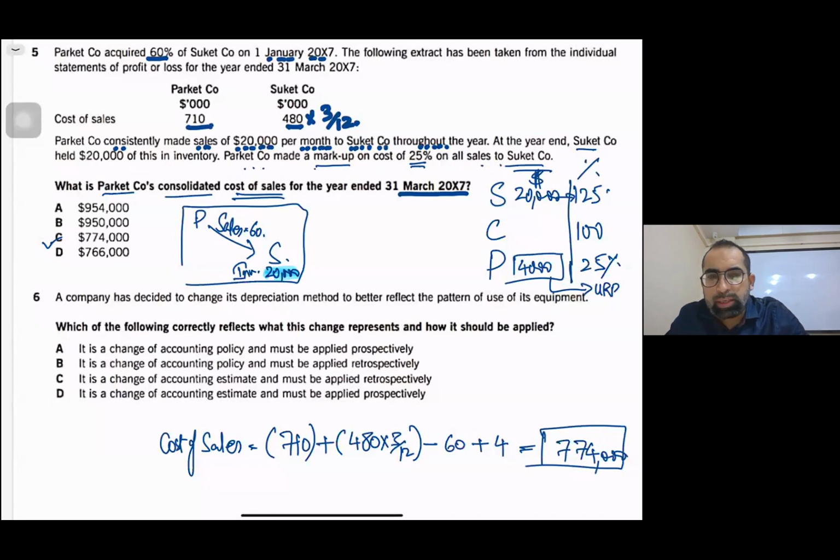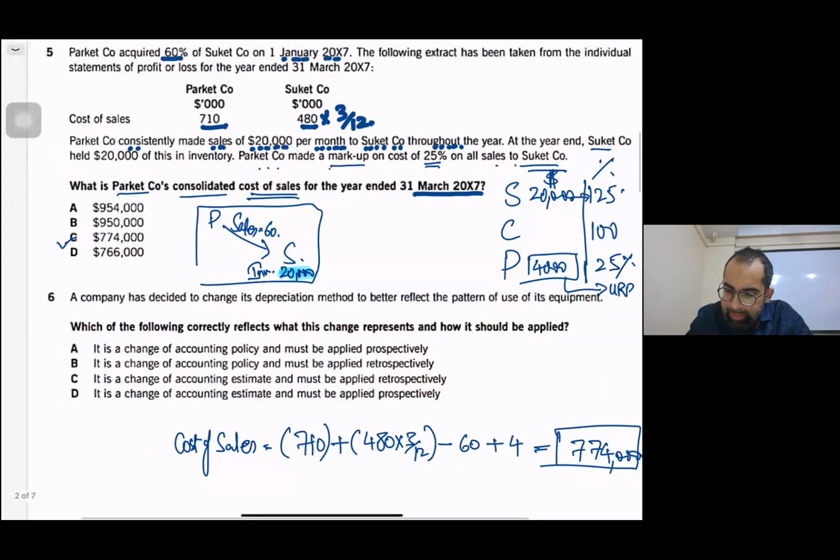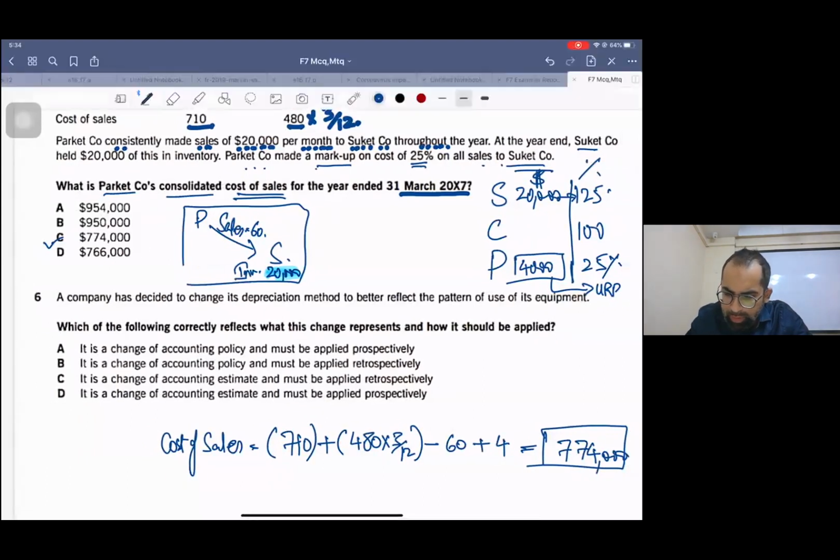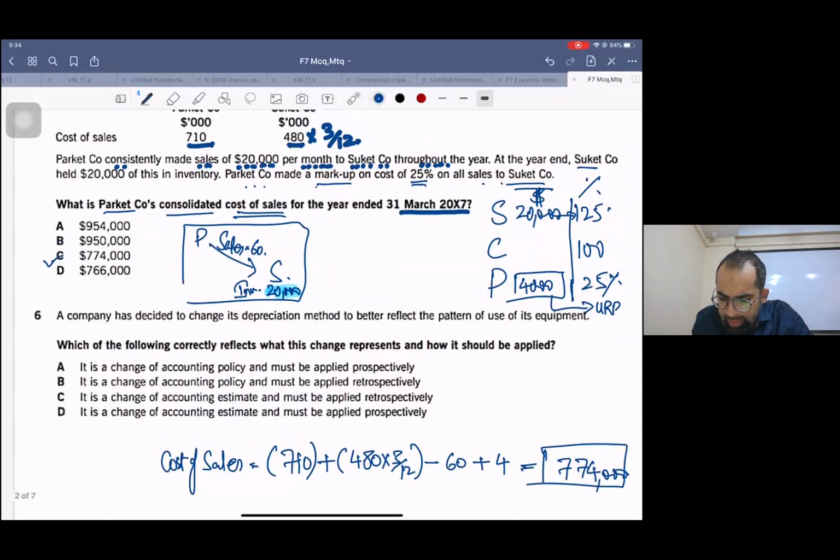Okay. Now there are some free marks. A company has decided to change its depreciation method. You know, depreciation itself is an estimation. So a change in the method of depreciation is basically a change in accounting estimate. And whenever there is a change in accounting estimate, it is always adjusted prospectively.